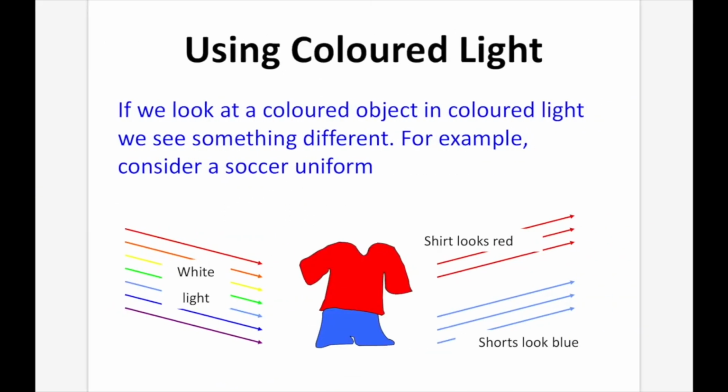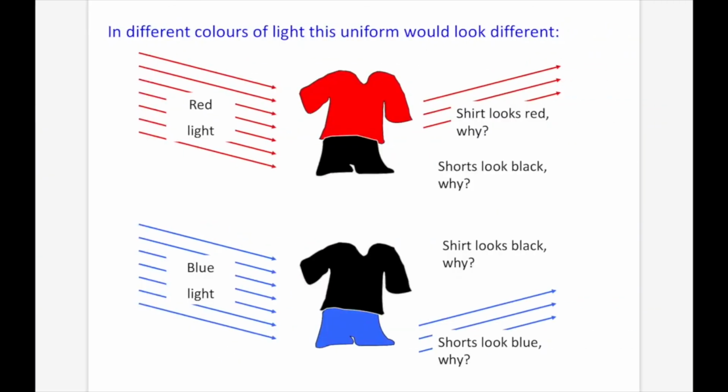Now if we look at a colored object in colored light, we can see something very different. So for example, if you consider a soccer uniform, our shirt looks red because it reflects the red light, and our shorts look blue because it reflects the blue light. But what if we take some of those colors away?